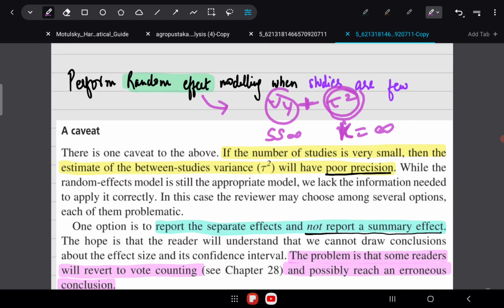Having a very few number of studies will not have an impact on fixed effect modeling, because in fixed effect modeling, the only thing that's important is the sample size of each individual study, because we don't have to account for between study variance. So the number of studies is not as important in fixed effect modeling as it is in random effect modeling. If you have less number of studies, then the summary effect will most definitely have a huge confidence interval in case of random effect modeling.